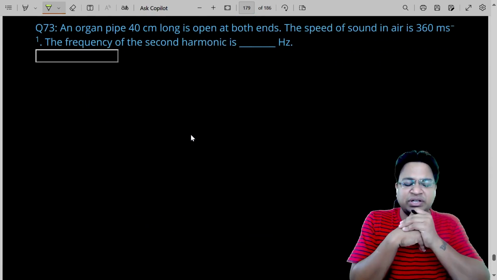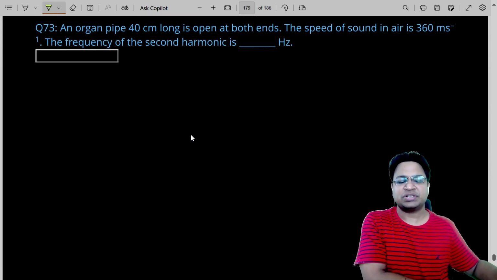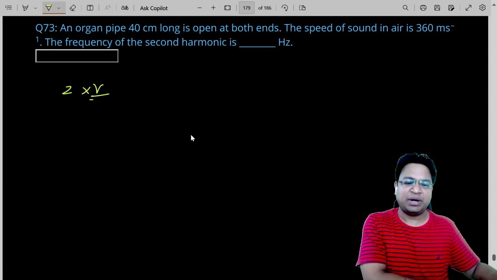Next, we come to question 73. It says an organ pipe 40 centimeter long is open at both the ends. The speed of sound in air is given; find the frequency of the second harmonic. Now, the second harmonic is two times the fundamental. The fundamental is V by 2L. So V by L is going to be our answer.